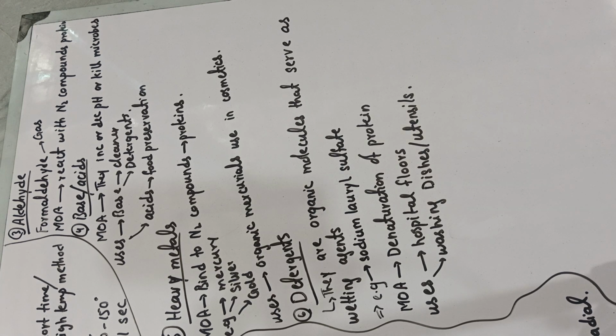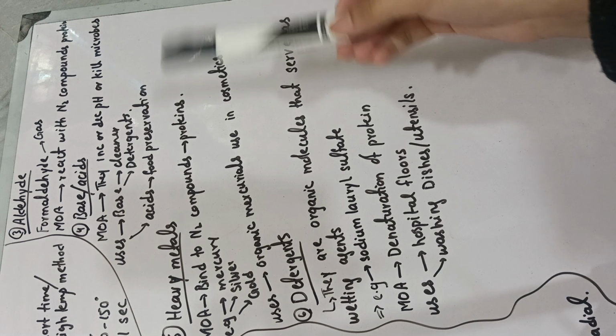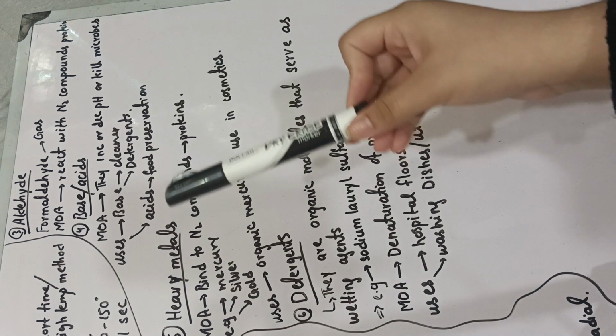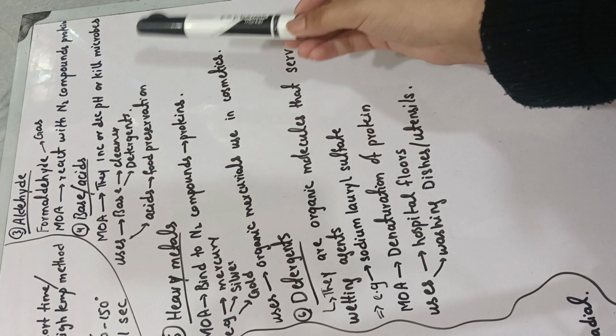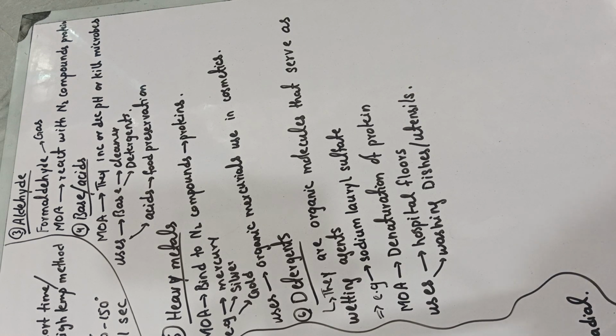Here I have given the third agent, which is the aldehyde. Among aldehydes, formaldehyde in gaseous form is used. The mechanism of action is that it will react with nitrogenous compounds. And what are the nitrogenous compounds? They are the proteins. Proteins contain nitrogen in them, so they are called nitrogen-containing compounds. It will react with them and denature them. They will destroy the proteins of the microbes.